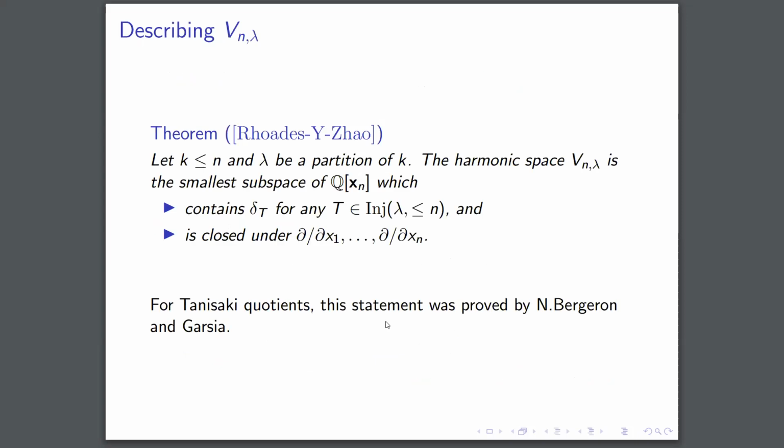And our first main result says that if we consider all these injective tableaux T and find their corresponding delta_T's, then V_n lambda is the smallest space that contains all these delta_T's and is closed under all kinds of partial derivatives. In other words, if we view V_n lambda as a Q[x_n] module where the action is by that circle dot, then this V_n lambda is generated by all these delta_T's. So now we have a description of V_n lambda. For Tanisaki quotients, which means when k equals n and lambda has no zeros, this statement was first proved by Ember, Zhuang, and Garcia.